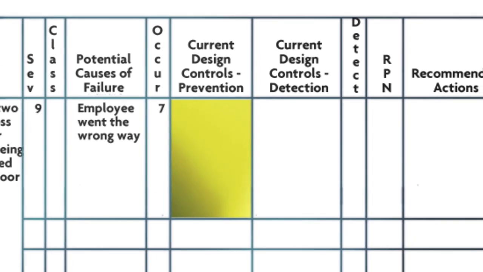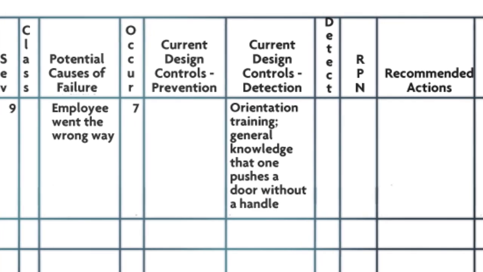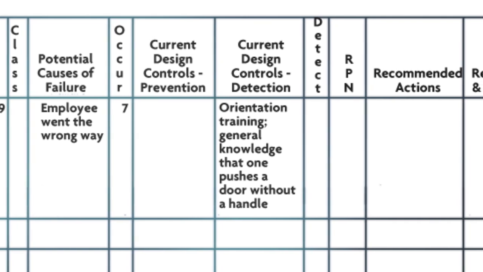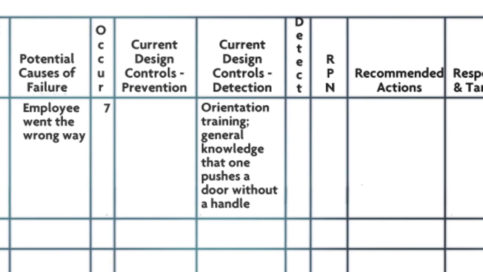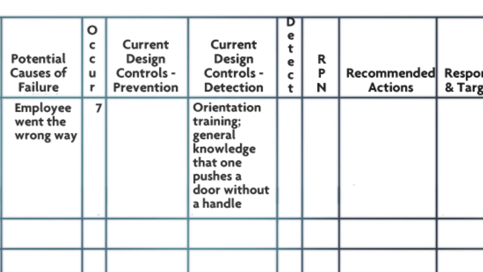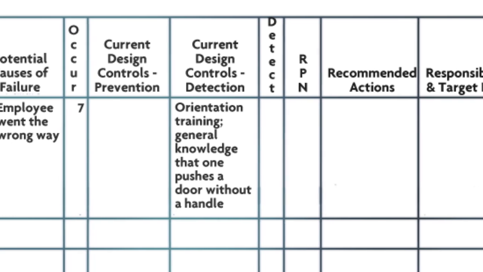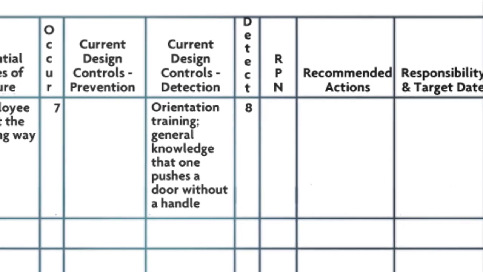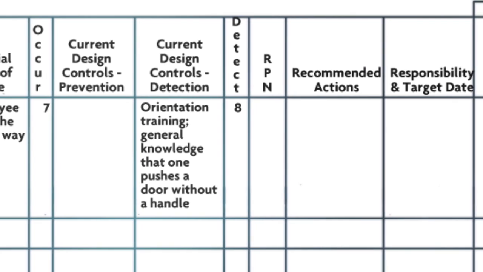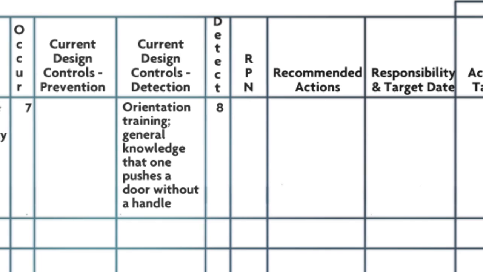We see that. But from a detection standpoint, you might say, well, there's training, there's general knowledge that you go in on one certain side, and that might be true. Now we can put as many controls as we want. We could have 5, 10 controls. That does not mean it's a good control. So now we evaluate all the controls from a prevention side and a detection side. And in this case, the team said detectability is an 8. So it's very difficult to detect the problem.